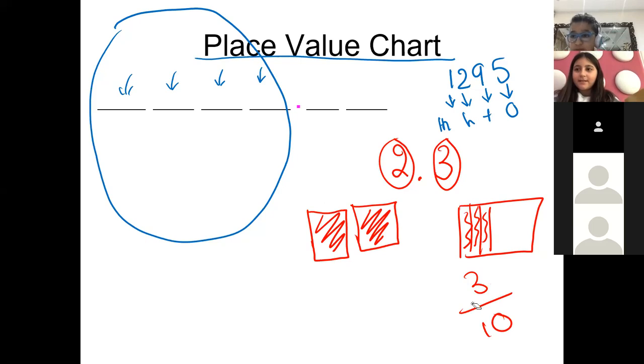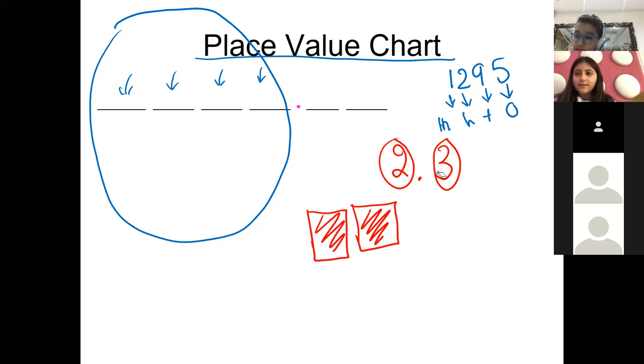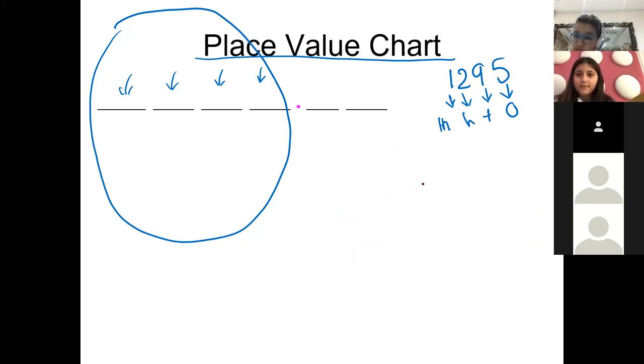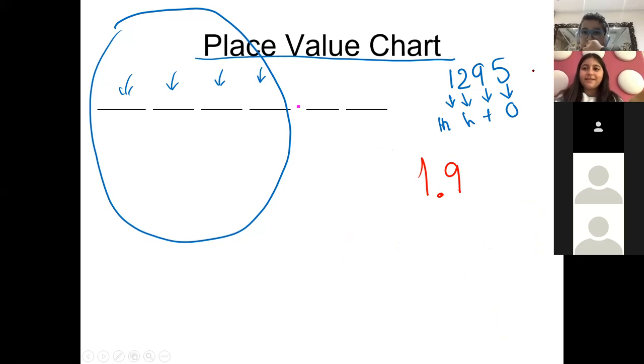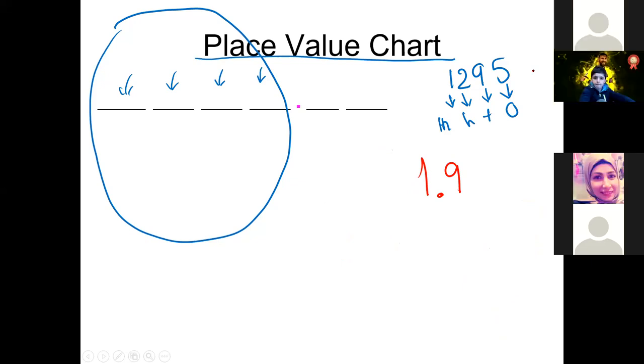Bravo. Excellent. Okay, Raneem Bakri. The decimal number 1.9, what does it mean? It means that one square is fully colored and the other one has 9 colored and one not. Excellent, 9 out of 10. Bravo, Raneem.